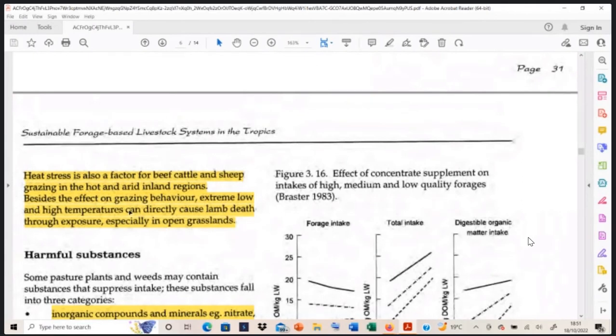Then it matters for the intake. A lot of energy is required for sweating and maintenance of heat in the body. And during this period, when the animals are heat stressed, there is no more feed intake. This is a very good physiology behind this.